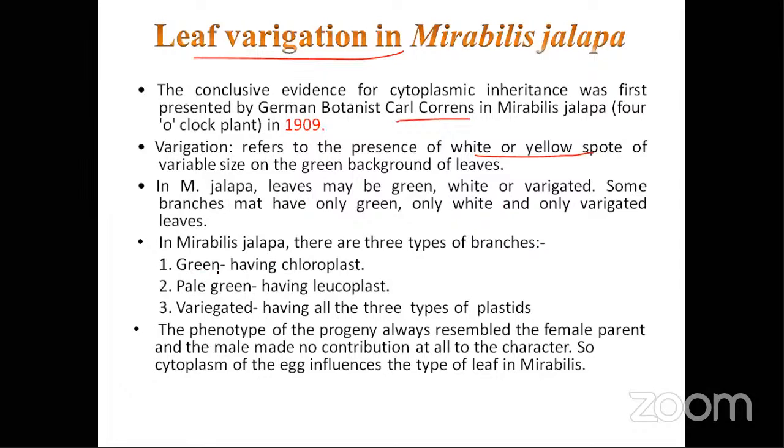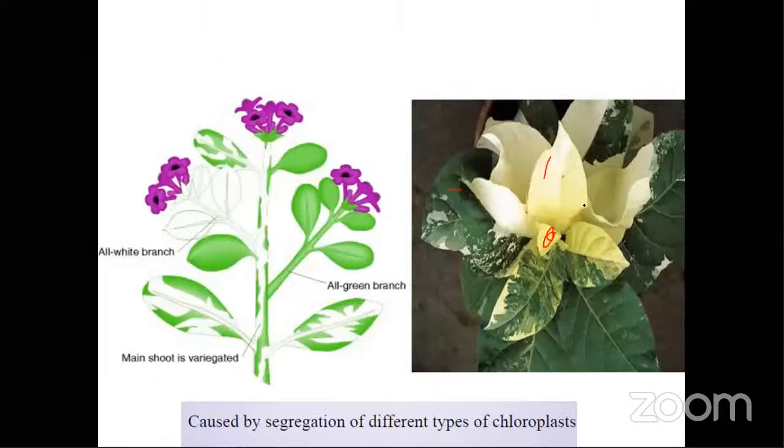That is, the green one is having chloroplast, the pale green one is having leucoplast, and the variegated one is having all three types of plastid. So based on the region, in this particular region it is only white, meaning only leucoplast is present. In this particular leaf, some portions are yellowish and some portions are white in color. So this portion has some chromoplast, and this portion has some leucoplast. Okay, and whatever is fully green, this particular leaf is green, so it will be having only chloroplast.